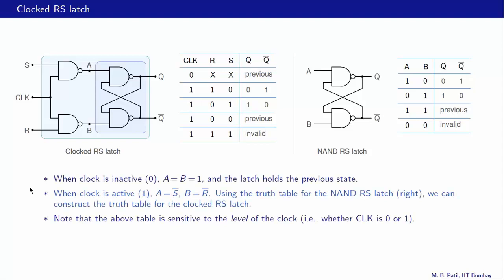Here is the summary. When clock is inactive, that is 0, A and B are both equal to 1 and the latch holds the previous state, this entry here. When clock is active or 1, then A is S bar, B is R bar, and using the truth table for the NAND RS latch on the right hand side, this table, we can now construct the truth table for the clocked RS latch, this one.